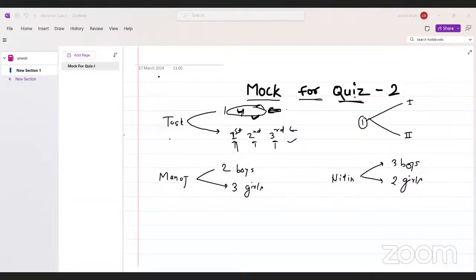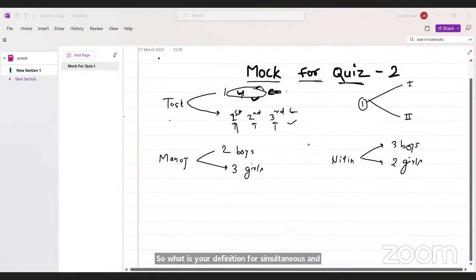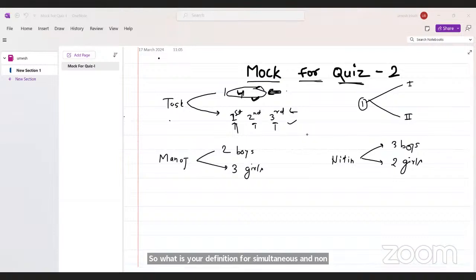So what is your definition for simultaneous and non-simultaneous? For me, it was the same: when we are at a position, when we are considering any particular case, we are able to decide on what options, what type of pattern is going to suit that particular case.